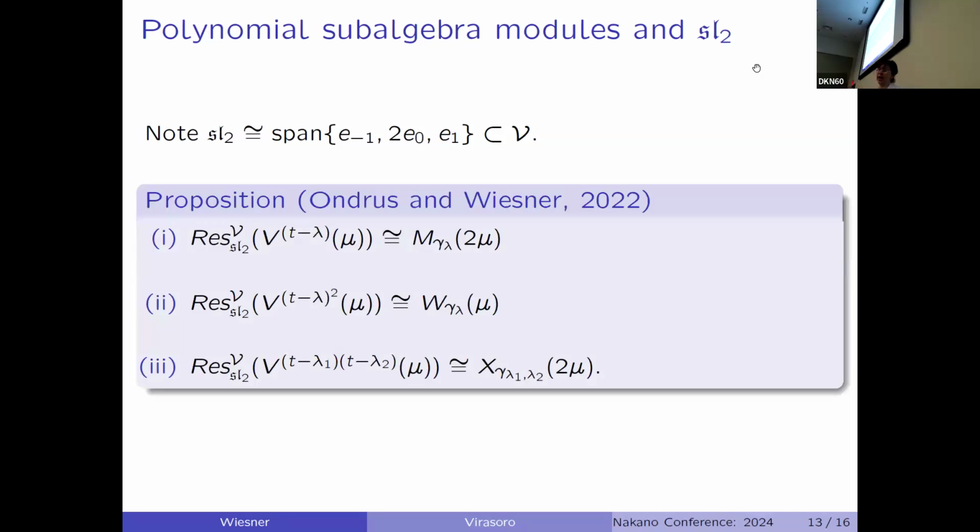So this describes what happens when we take those polynomial subalgebra modules and restrict them to SL2. We get copies of these familiar induced modules for SL2. So M here I'm using to represent the Verma module. W is going to be the standard Whittaker module, but for SL2. And then X is another induced module where I'm inducing them from the simple module for H for the Cartan subalgebra. So you're going to get infinite in both direction weight spaces.